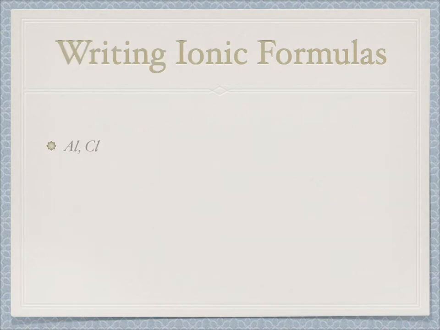So let's work on writing some formulas. I'm going to go through kind of a slower way to start with, and eventually I'll show you a faster way to do this. But let's say, first of all, we look up aluminum, and we know it's in group 3, so it has 3 valence electrons. And let's say it meets a chlorine. We're trying to figure out what our formula is going to be for this.